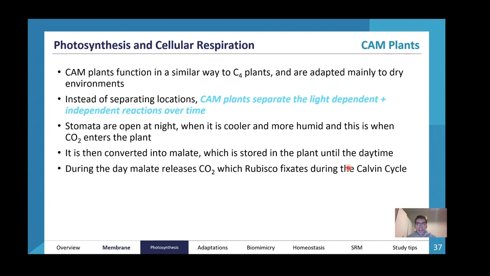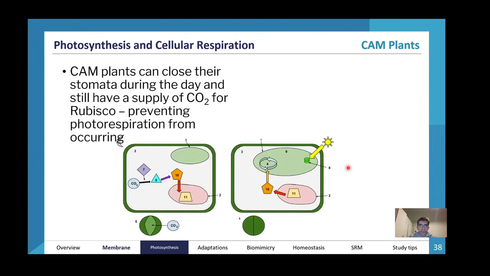Now let's talk about CAM plants. CAM plants function in a similar way to C4 plants and are adapted mainly to dry environments. Instead of separating locations, CAM plants separate the light-dependent and independent reactions over time. Stomata are open at night when it is cooler and more humid, and this is when CO2 enters the plant. It is then converted into malate, which is stored in the plant until the daytime. During the day, malate releases carbon dioxide, which rubisco fixates during the Calvin cycle. CAM plants can also close their stomata during the day and still have a supply of carbon dioxide for rubisco, preventing photorespiration from occurring.